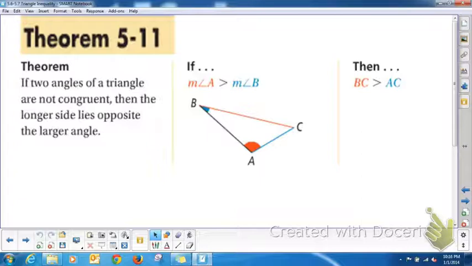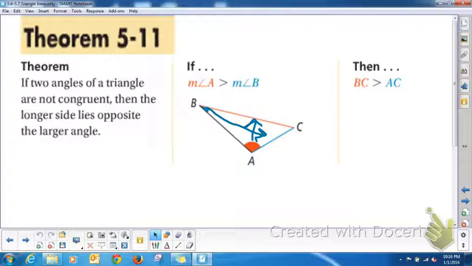Theorem 5.11. Same idea. If two angles of a triangle are not congruent, then the longer side lies opposite the larger angle. So if the measure of angle A is larger than the measure of angle B, then the side that's across from angle A, CB, is greater than the side that's across from angle B, CA or AC. Larger angle is across from the larger side. The smaller angle is across from the smaller side.